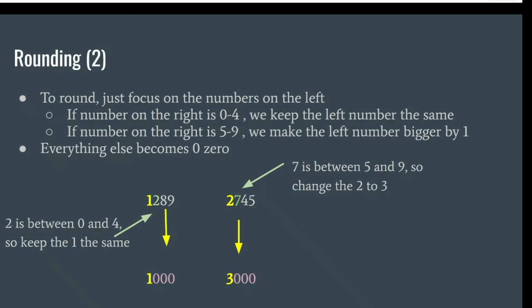So for example, the number 1289, look at the number on the left, 1, and then the number next to it, 2. Because 2 is between 0 and 4, we keep the left number 1 the same, and then we turn everything else to 0. So 1289 becomes 1000. In the second example, 2745, the left number 2 and the number next to it, 7, is between 5 and 9. So we'll change the number 2 to 3. And then we round that number to 3000.